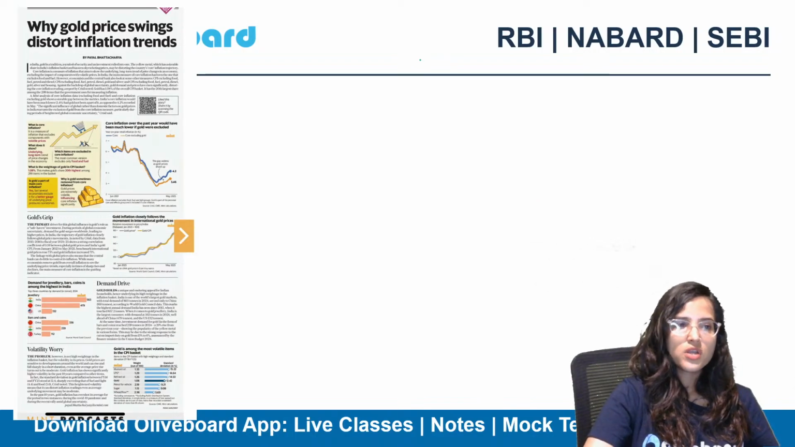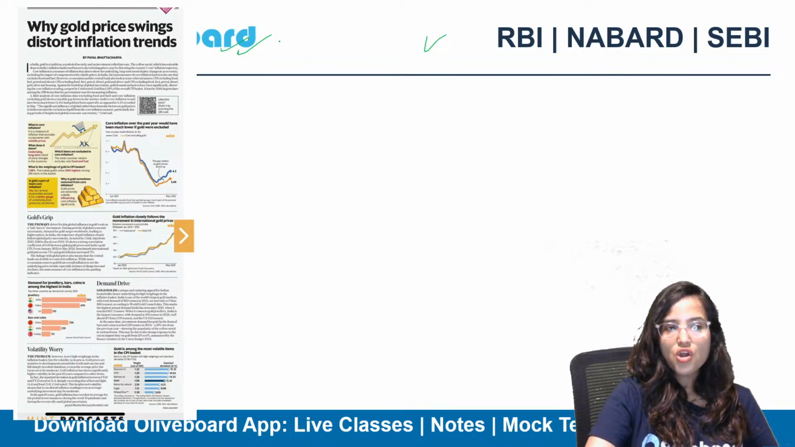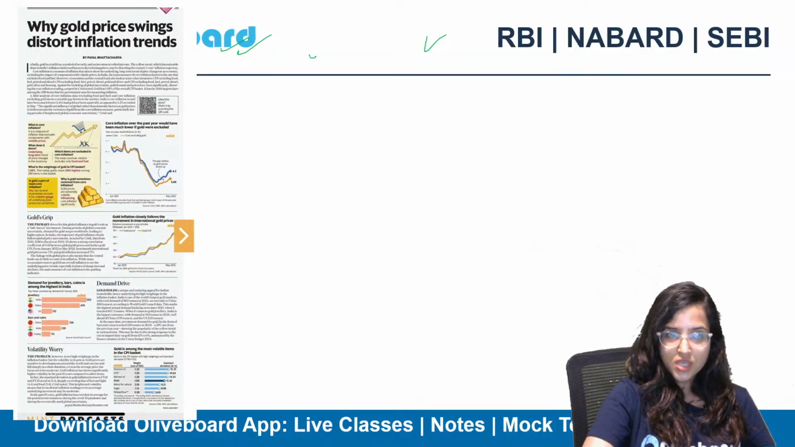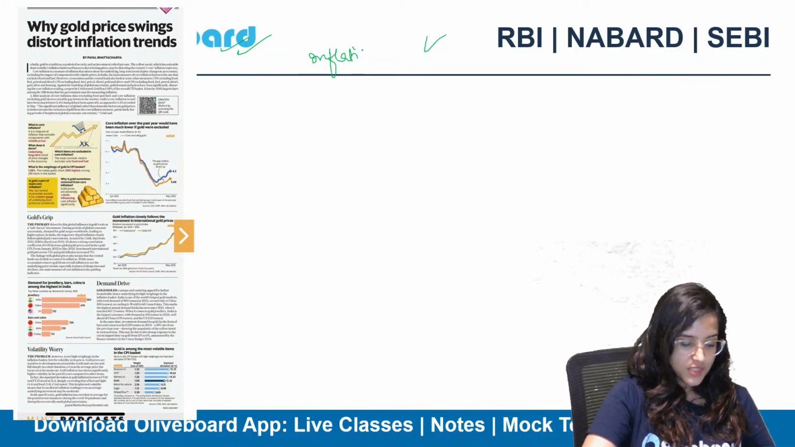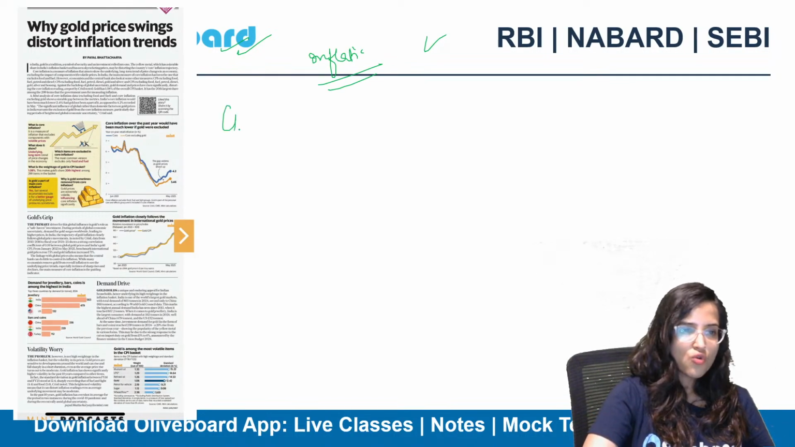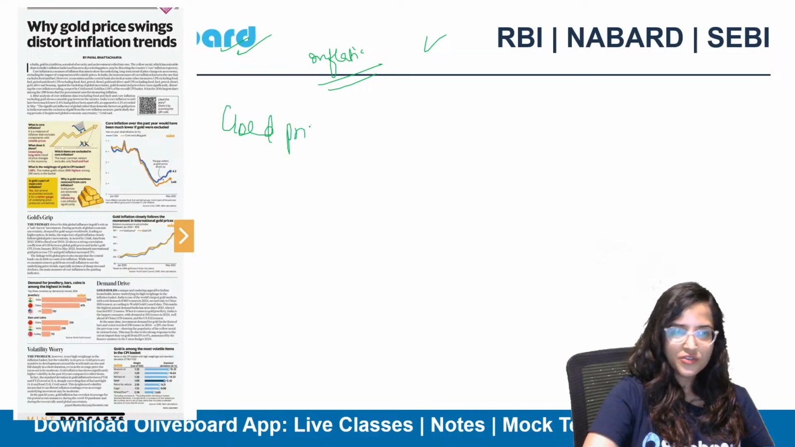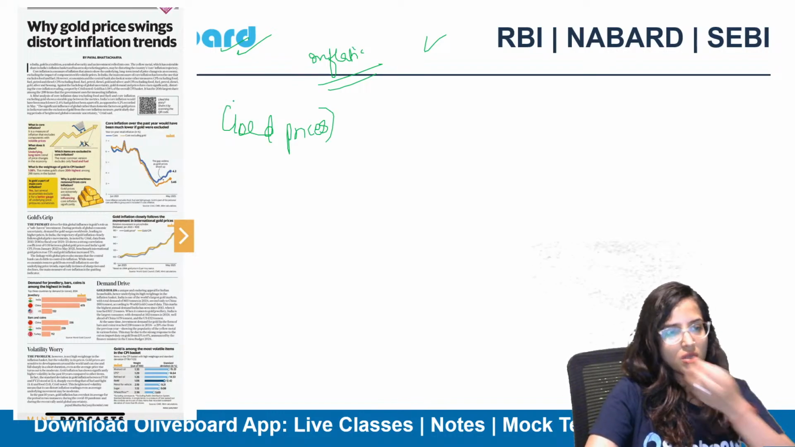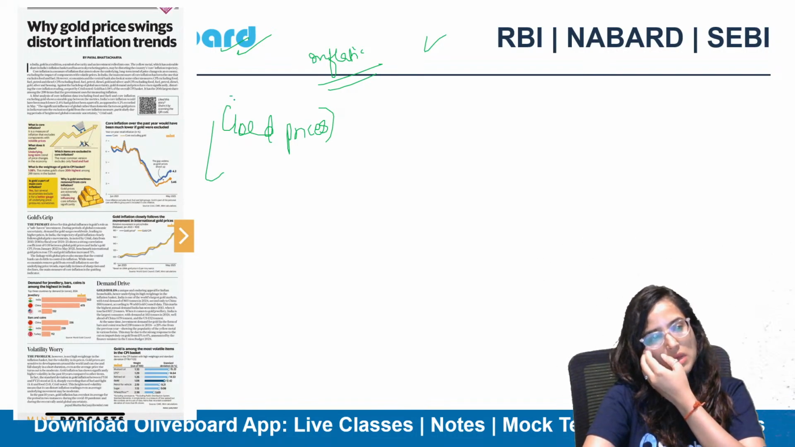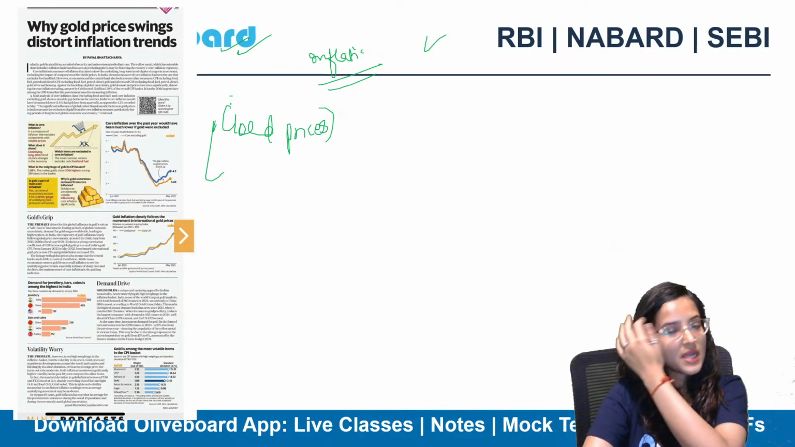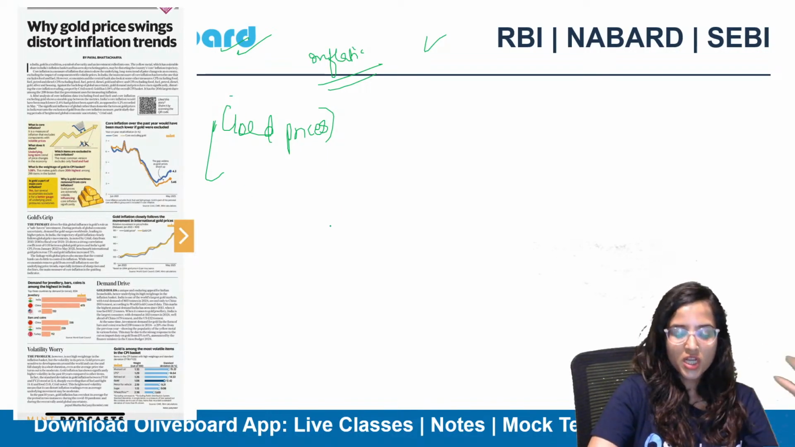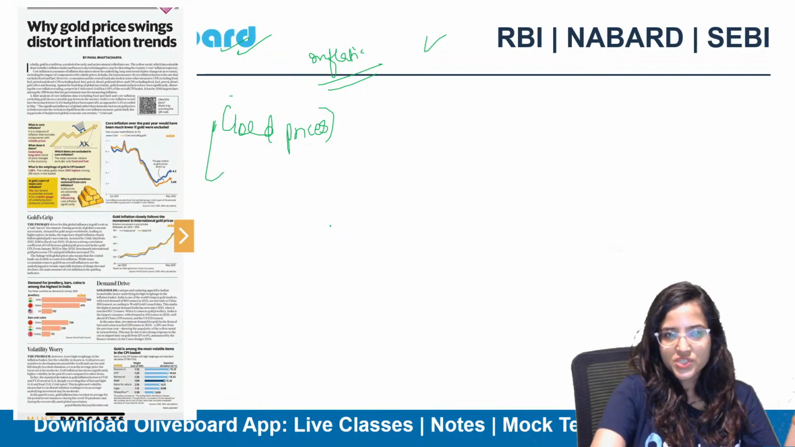Now, a very, very important article over here: why gold price swings distort the inflation trends. We have seen that gold prices are very volatile. As of now, they are literally surging beyond understandable limits, and that is because of the geopolitical tensions and volatility happening.